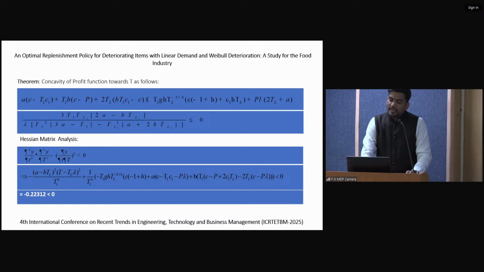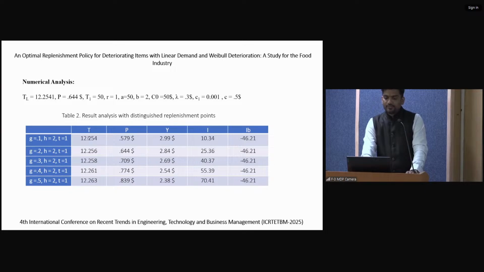I solved that and found this is the optimal condition where the retailer gets per unit additional profit. And this is the Hessian matrix analysis condition, where the condition is less than 0. I found that it is less than 0, so we get per unit additional profit here. Apart from that, we solved numerical examples. Here in the numerical example, all values are secondary data and a few variables we considered randomly. Here T1 is 50, and we solved that and found 12.254, which is increasing with respect to the deterioration rate.